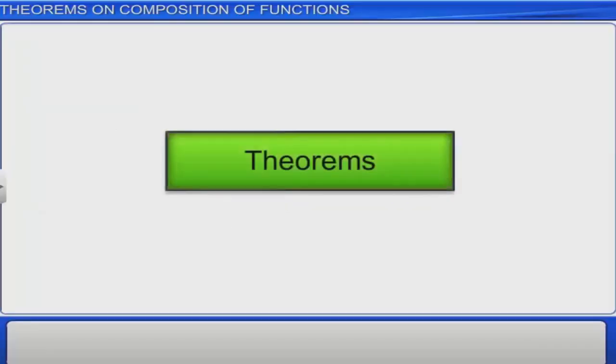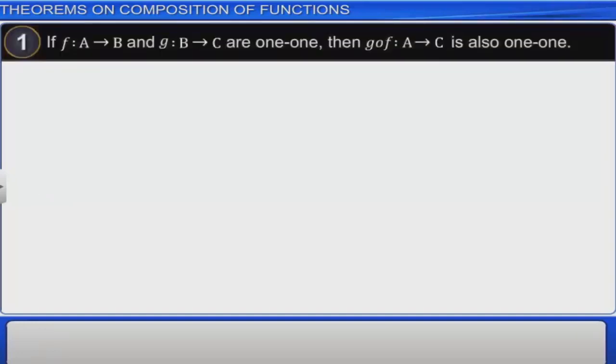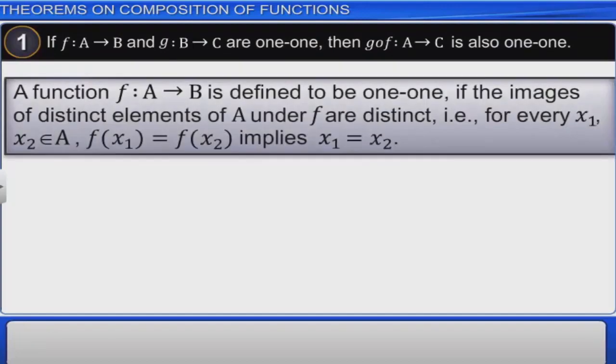Let us now prove some important theorems on the composition of functions. If f is a function from A to B and g is a function from B to C, such that both are 1-1, then the composition of f and g is also 1-1. Let's recall: when is a function said to be 1-1? A function f defined from A to B is said to be 1-1 if the images of distinct elements of A under f are distinct. With the help of this result, let us begin the proof.